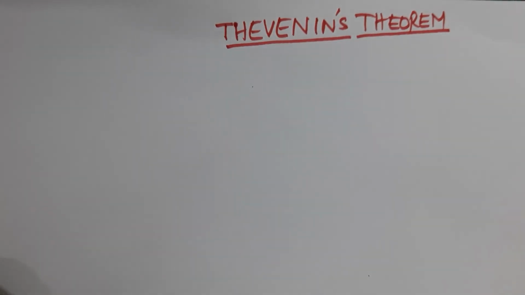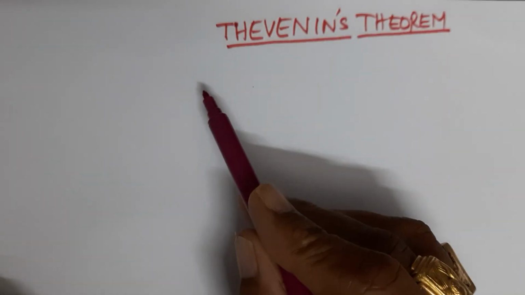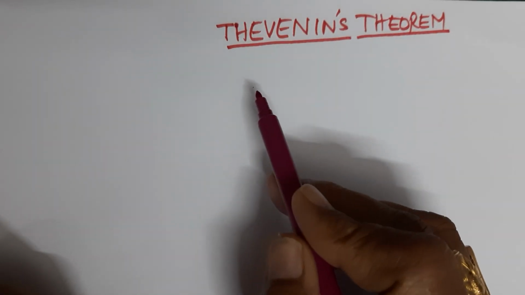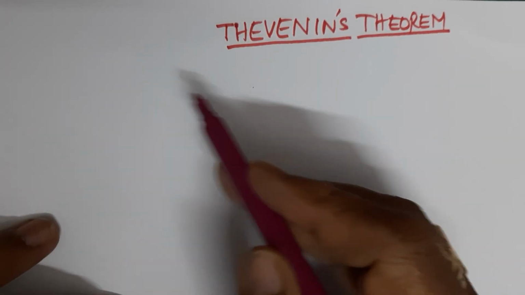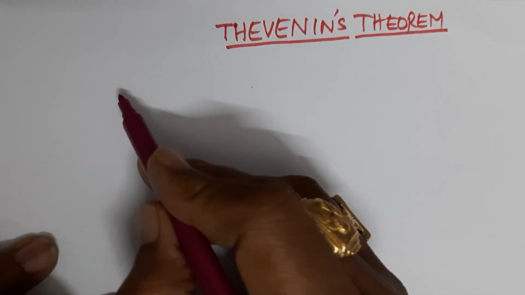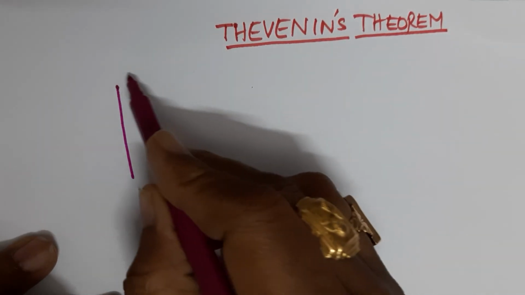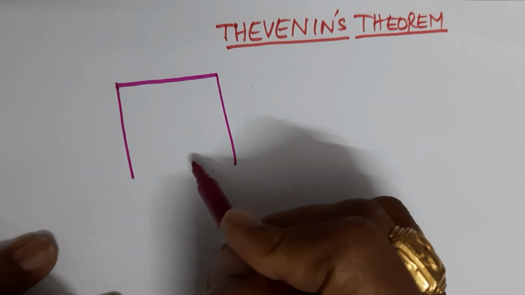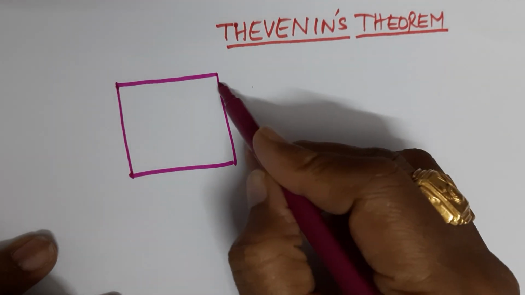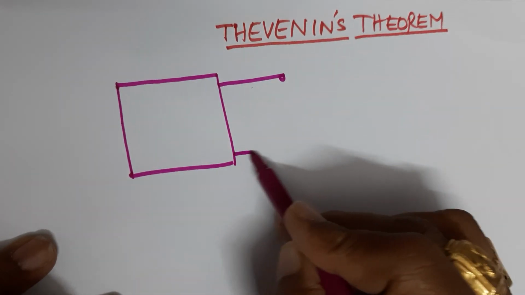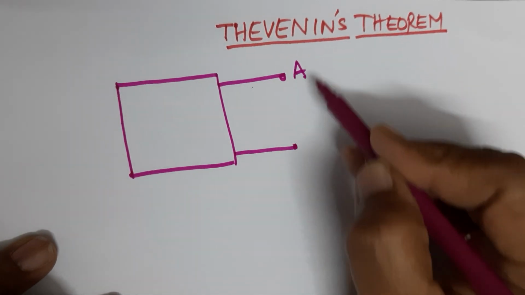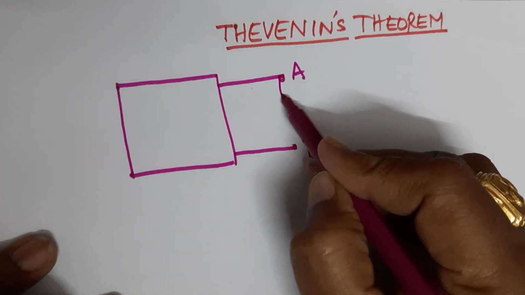My dear students, today I am going to discuss one of the important network theorems, that is Thevenin's theorem. Thevenin's theorem states that any two-terminal linear active bilateral network can be replaced by a single voltage source in series with a single resistance.